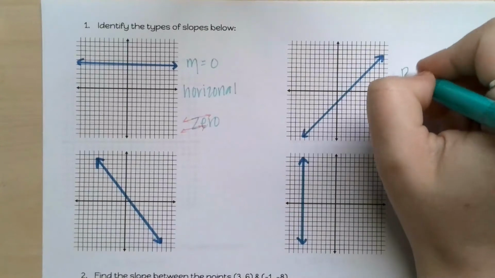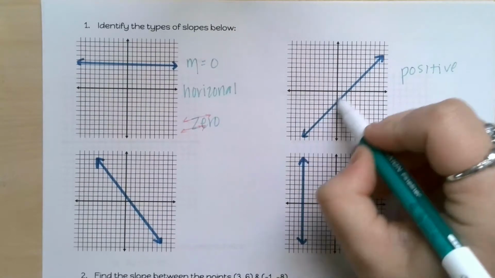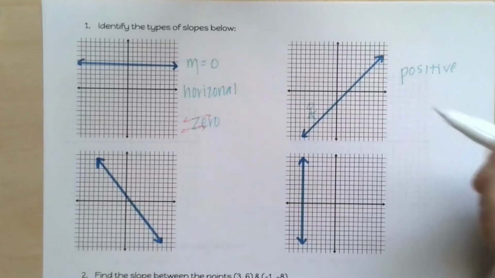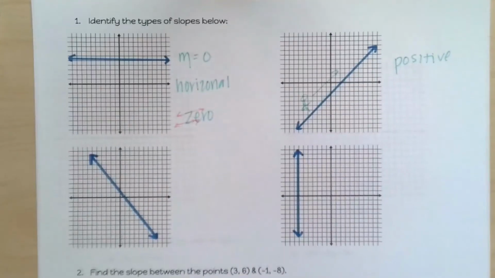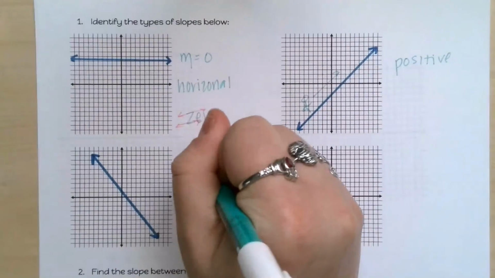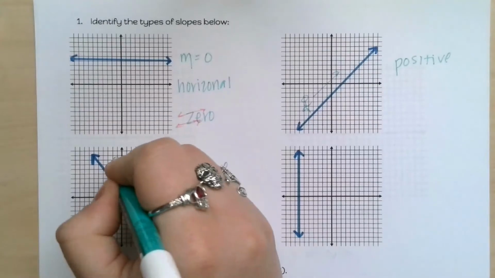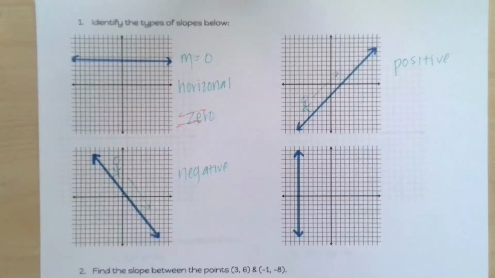This is going to be a positive slope. So as you look, it's going up and to the right. Like if this was a hill and you were climbing it, you'd have to go up the hill. Similarly, if you look at this one, this is our negative slope, because as you look towards the right, it's going down. If this was a hill, you would go down the hill.